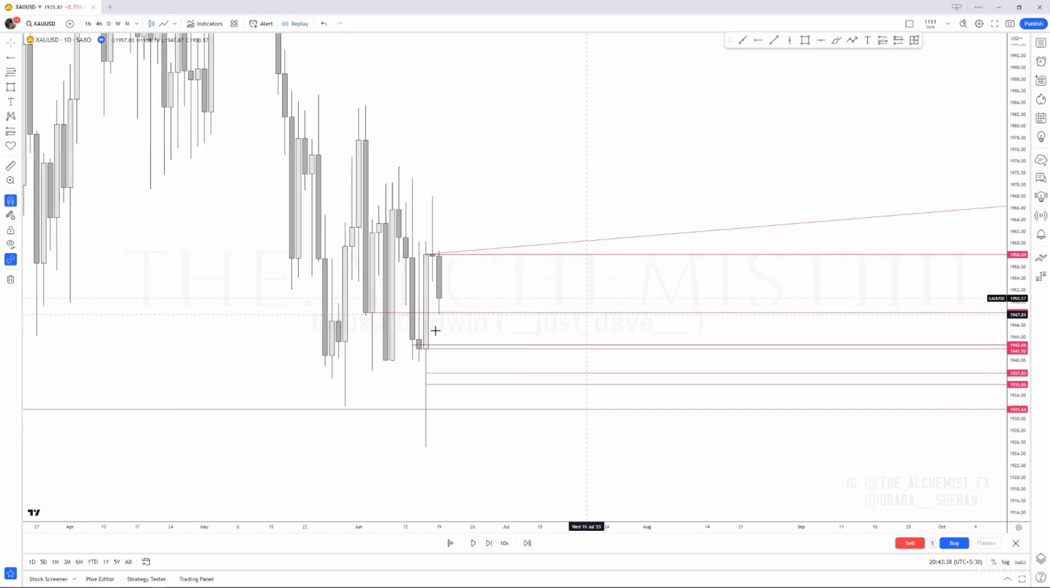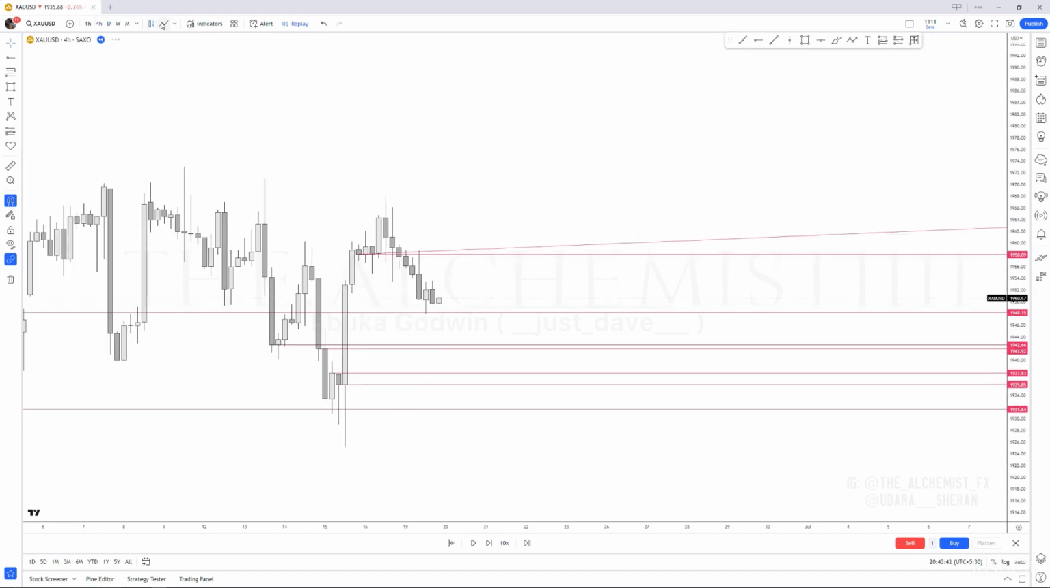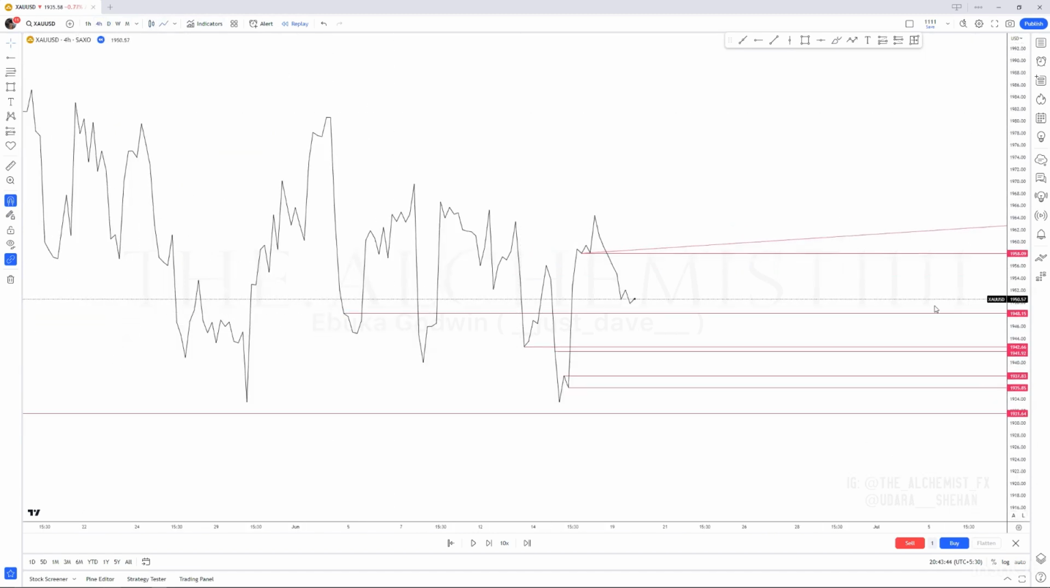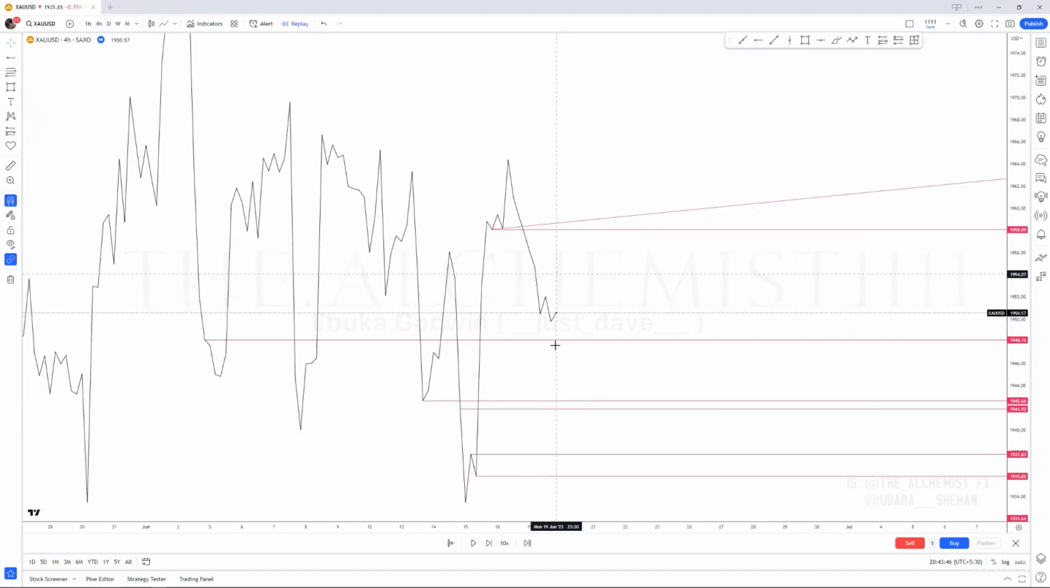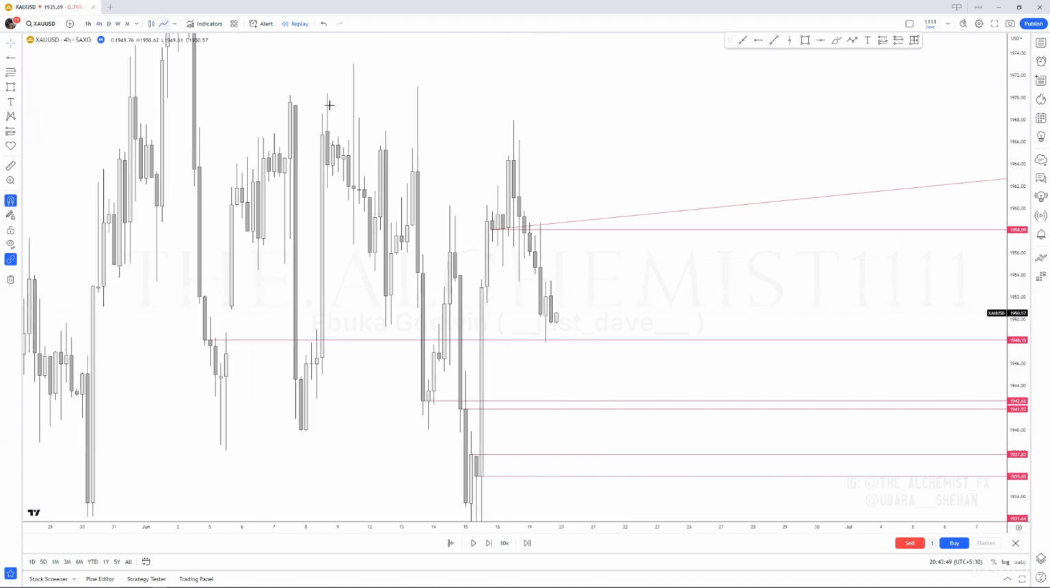Now, let's say daily rejected this daily support. But if you go to H4, did H4 break structure? No. H4 never broke structure, right? Which means you could still expect more sells.